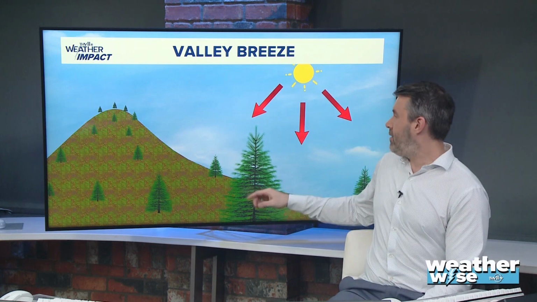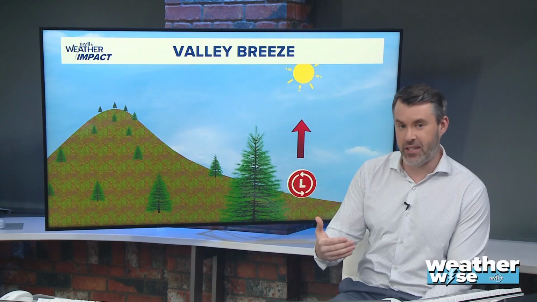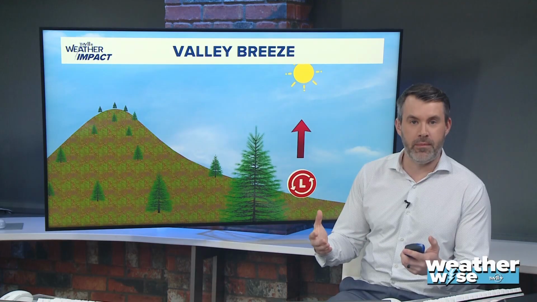The sun is going to heat up the land, but this time the land is going to start to warm much faster according to the elevation. So we have a pocket of warm air that develops in one part of the mountain.